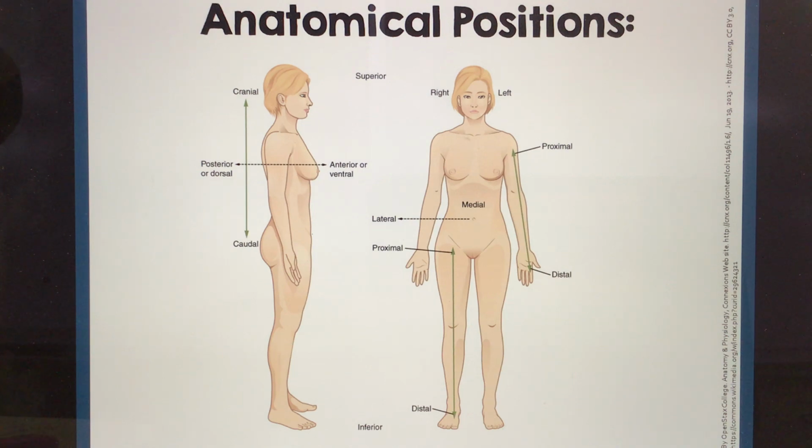If I'm trying to locate or describe a specific area of the face, I could say, is the pain proximal to the nose? Is it more distal from the nose? Is that pain closer to your nose or more distal from your nose? So when describing situations and locations, you can use those terms, proximal or distal.